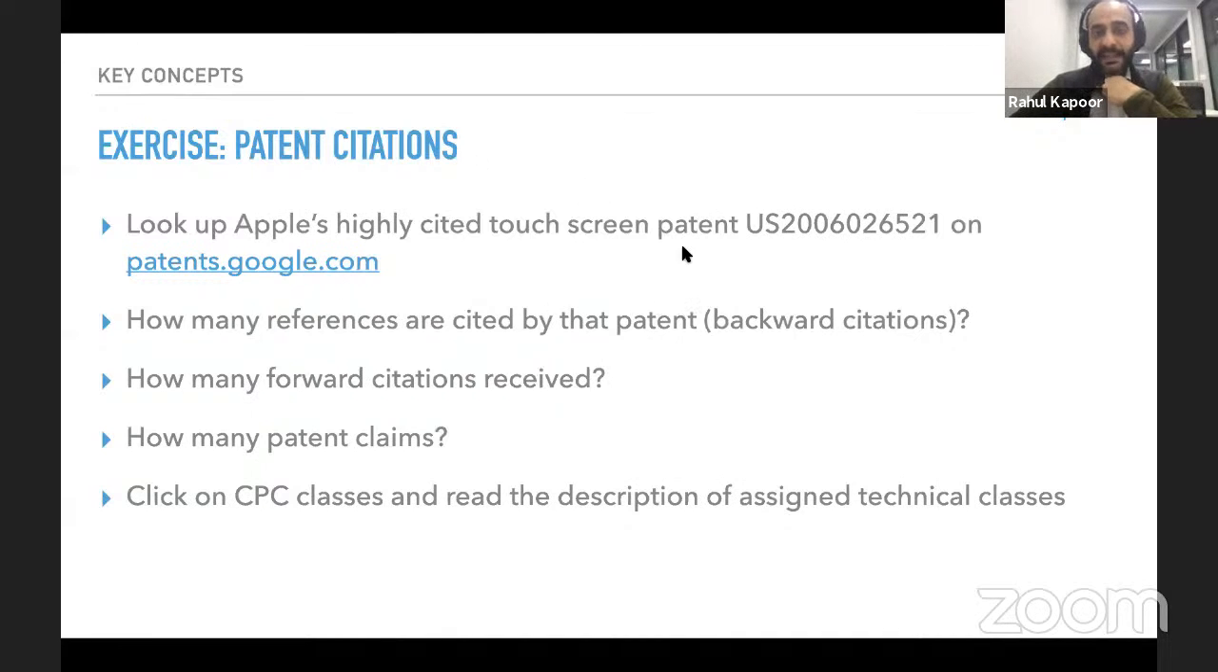So, okay, I think given the time, we should move on slowly, because we also want to run some searches in the next 30 minutes. Just for touch-sensitive input devices. That's the one. That's the one.